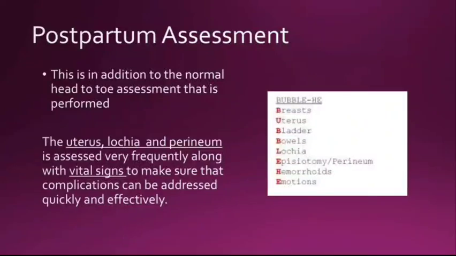So when we're looking at that, this is also when you're going to add in some of these specific things. Along with your vital signs in that Q15 times 4, Q1 hour times 2, that sequence that we talked about at the end of the last video, you're also going to want to assess the uterus, the lochia, and the perineum. So with every vital signs check in that sequence, you're going to add those 3 things in. The other parts of the postpartum assessment are just checked frequently or as needed.